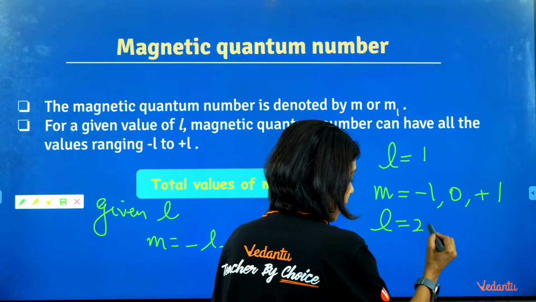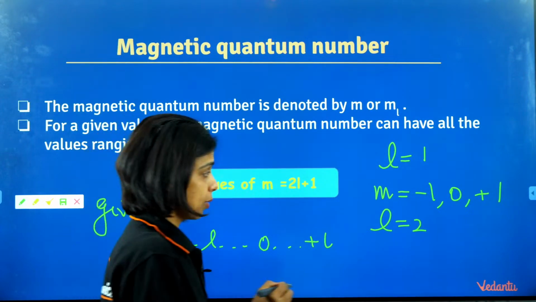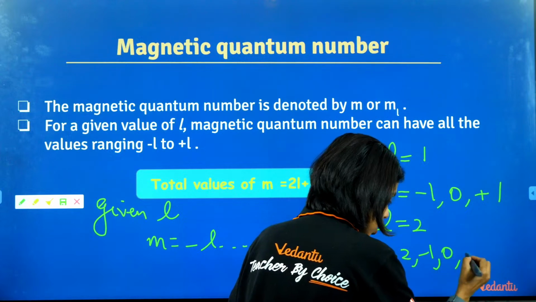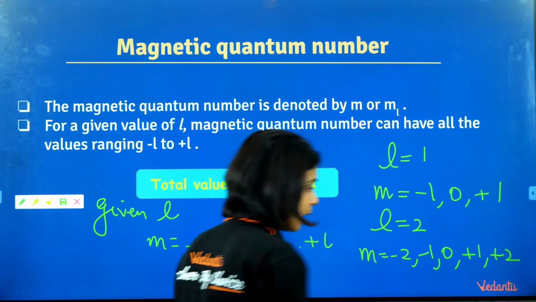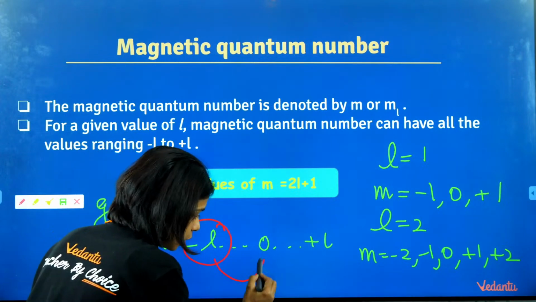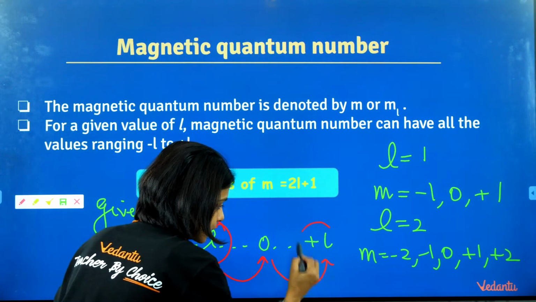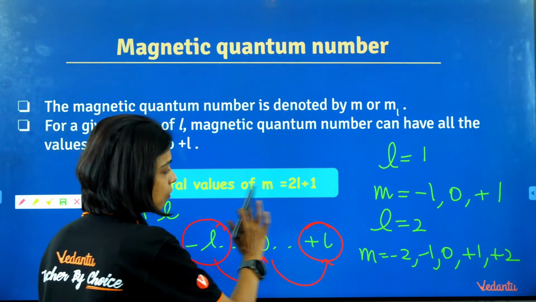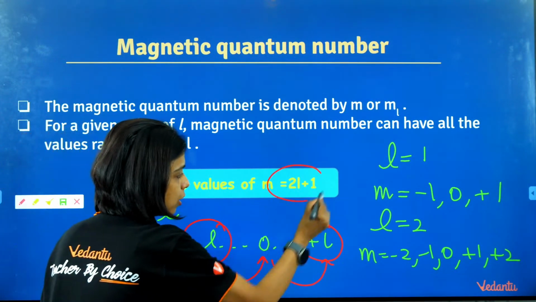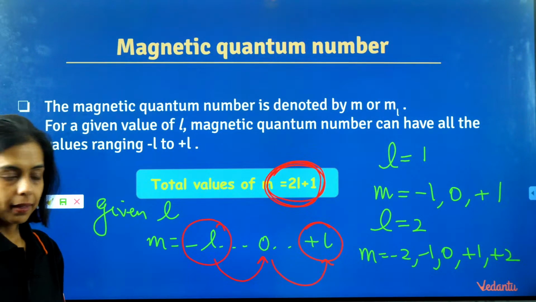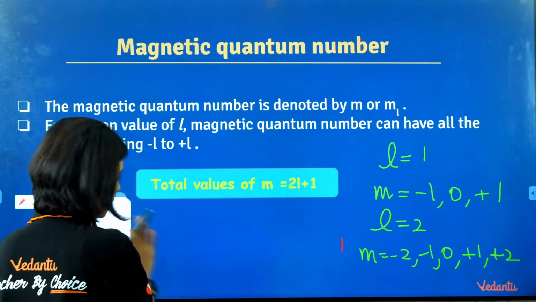Suppose the L value is 2, that is the d subshell. What are the possible values of M? Minus 2, minus 1, 0, plus 1, plus 2. So that means you are supposed to move from minus L to 0 and then 0 to plus L. Got it? Yes. That means for a given value of L, the total possible values of M are 2L plus 1. Right? 2L plus 1.